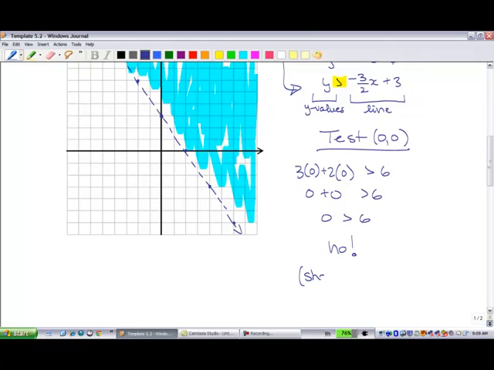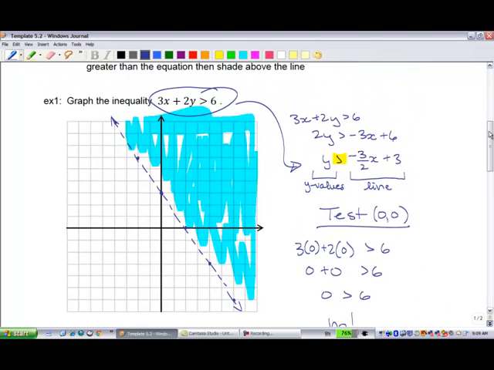So what we do is we shade the other side of the line. We tested 0, 0, it didn't work out, so we have to shade the other side of the line, which I've done already. I shaded the side that's above the line.